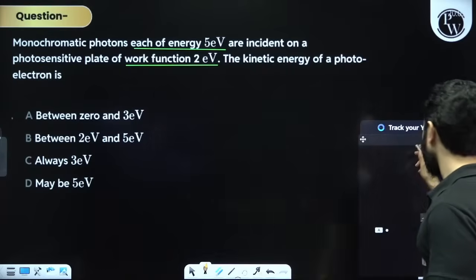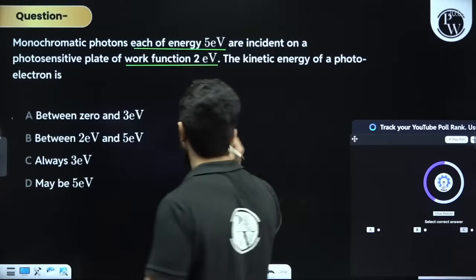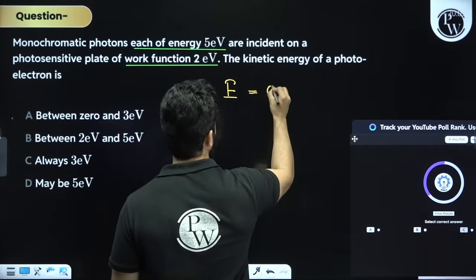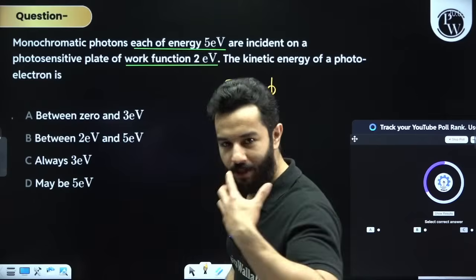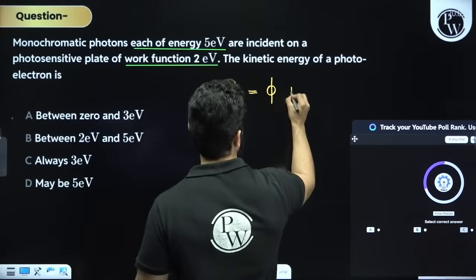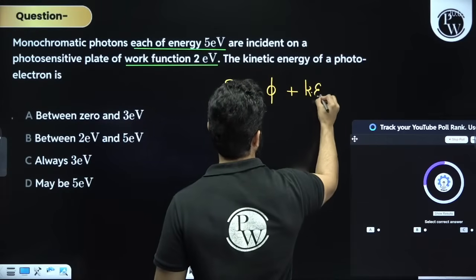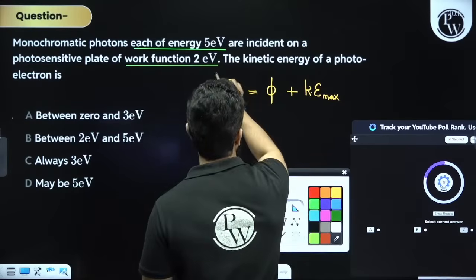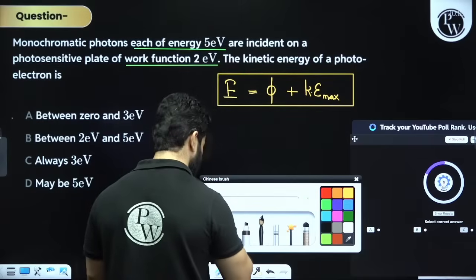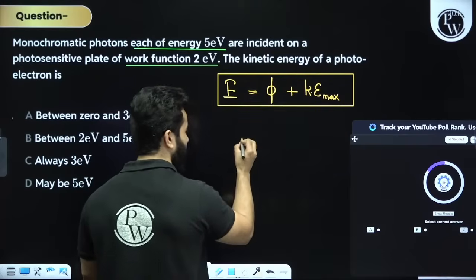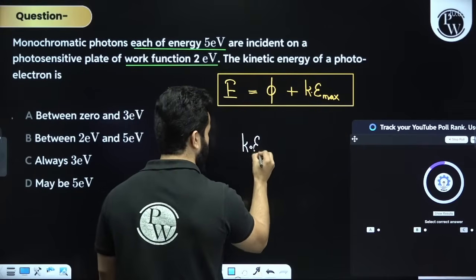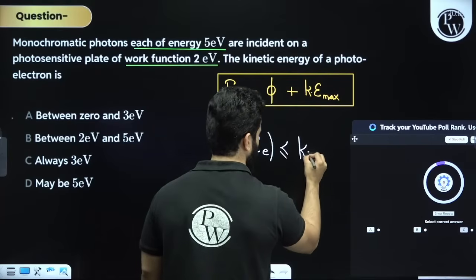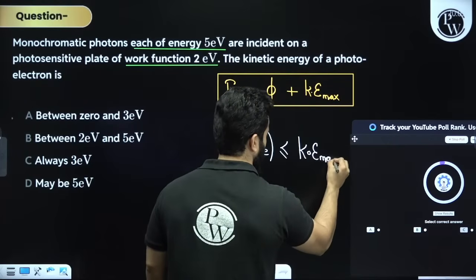Obviously, we are going to use Einstein's equation in this, friends, right? Einstein's equation says that energy of incident radiation will be used in two things. One, to overcome the work function. Second, the energy will exist in the form of kinetic energy. And why do we write it as maximum kinetic energy? We write maximum kinetic energy for a simple reason that in reality, the kinetic energy of electrons falls in the range of a maximum value to 0.